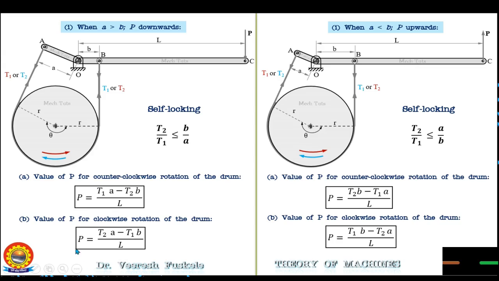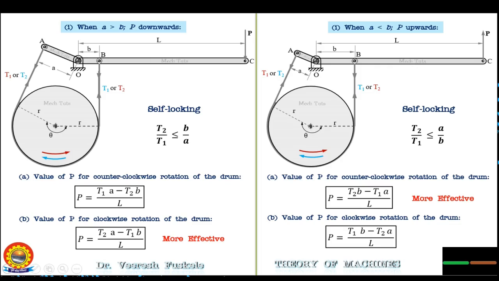We then compared the results of both configurations and discussed that the first configuration, that is when A is greater than B, is more effective in clockwise rotation, and the second configuration, that is when A is less than B, is more effective in counterclockwise rotation of the drum. We also discussed the case which is effective in both directions, the two-way differential band brake, in which the lever arms are made equal.